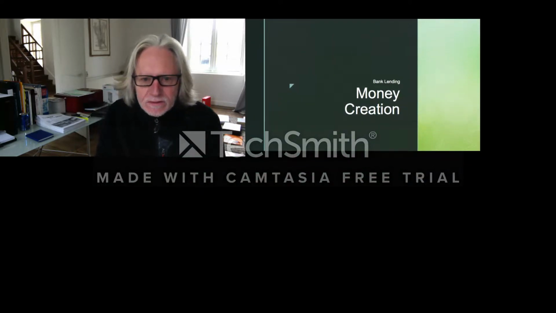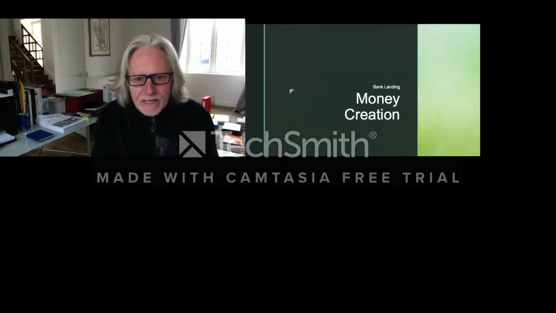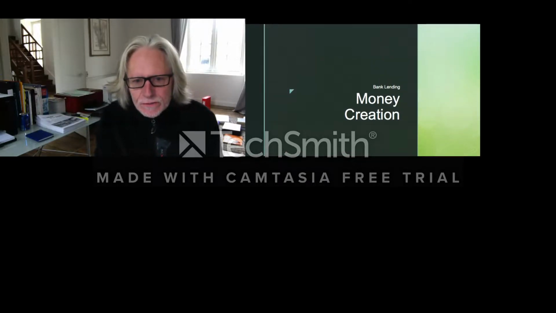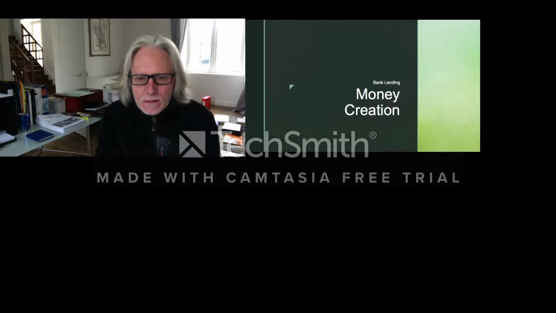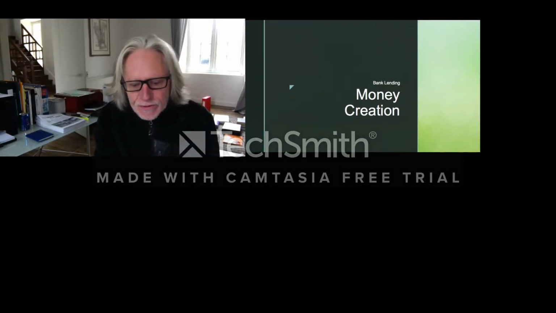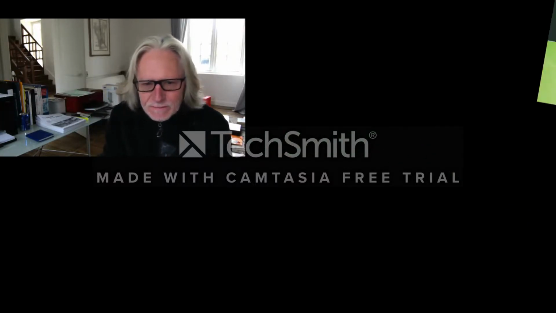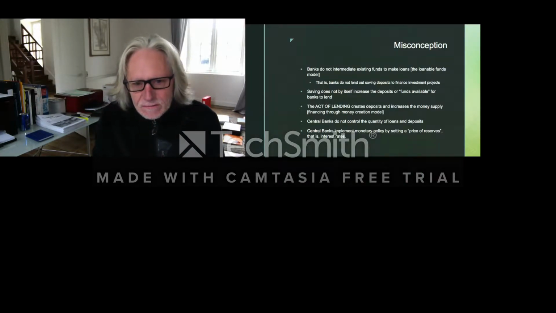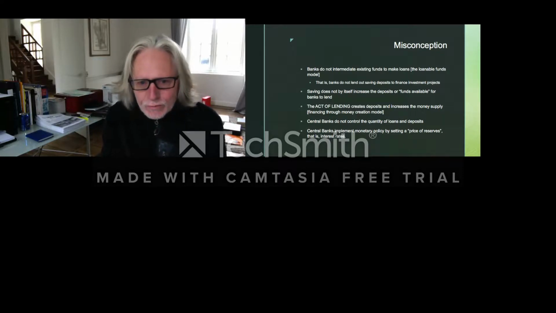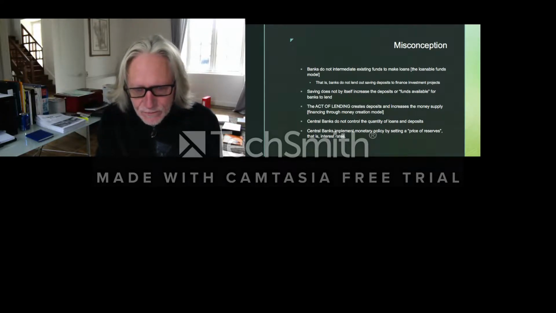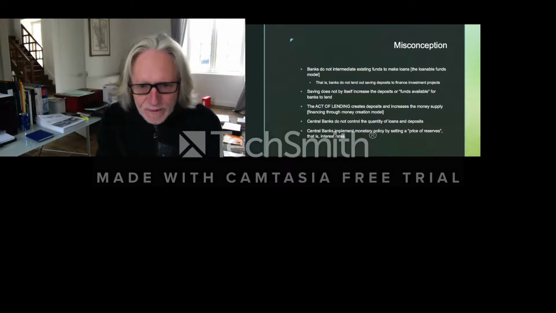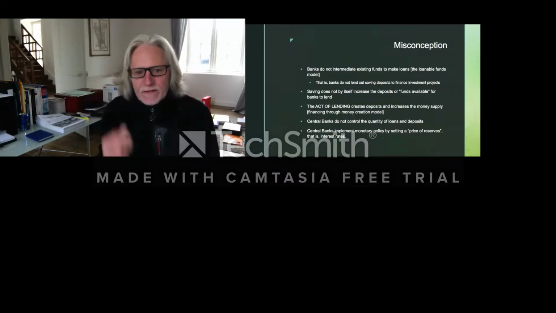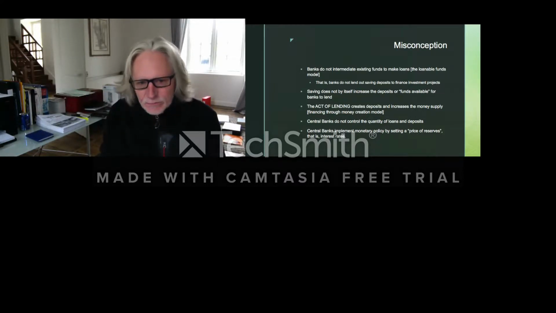In this lecture, I'm going to discuss how commercial banks create money. First, I want to dispel a common misperception. That misperception is based upon an understanding that loans are made with pre-existing funds, for example, funds that savers may deposit in a bank. This is called the loanable funds model, and it is completely false.